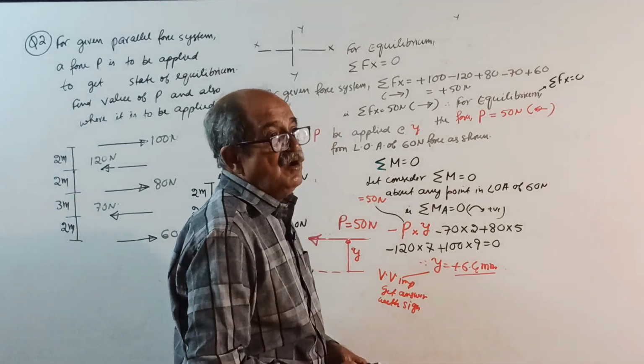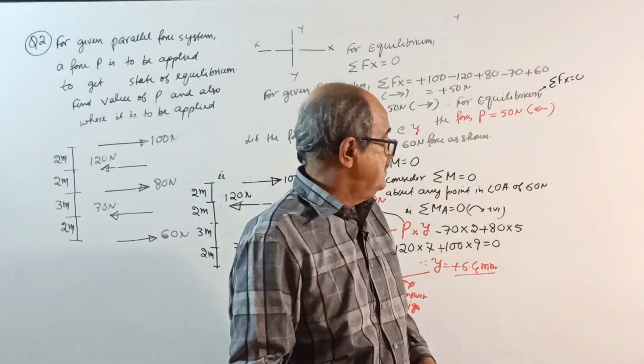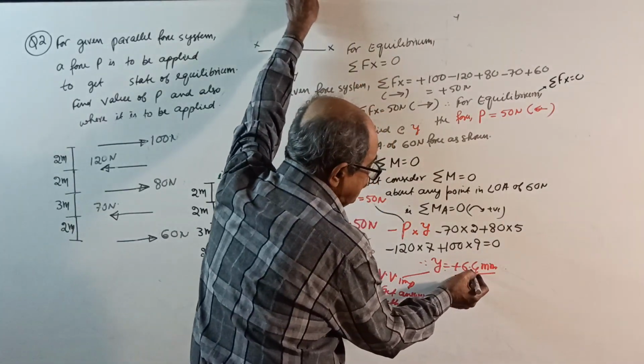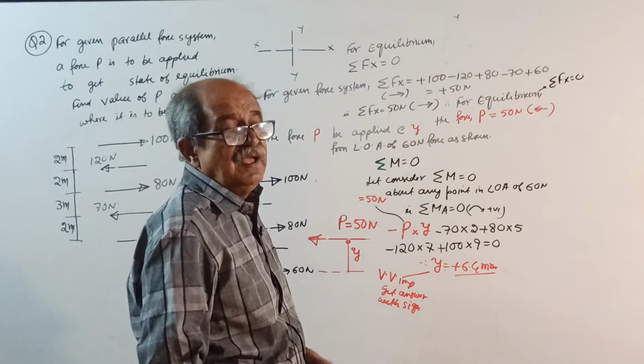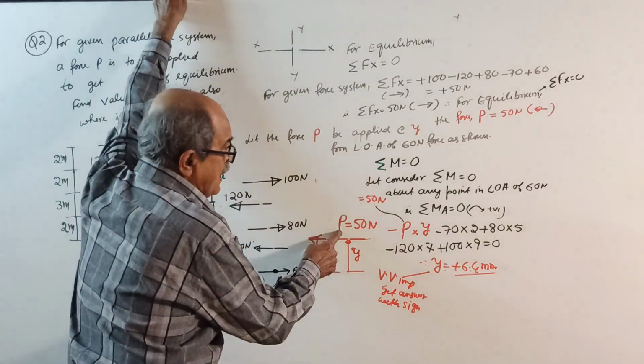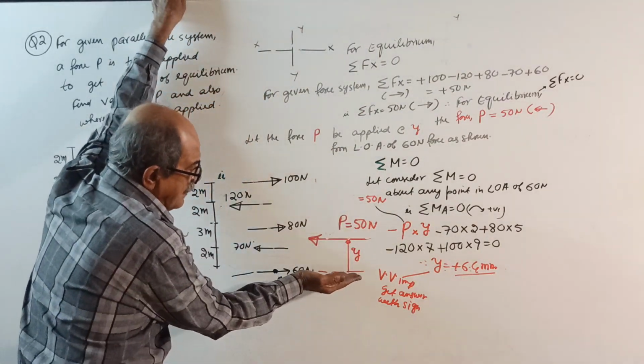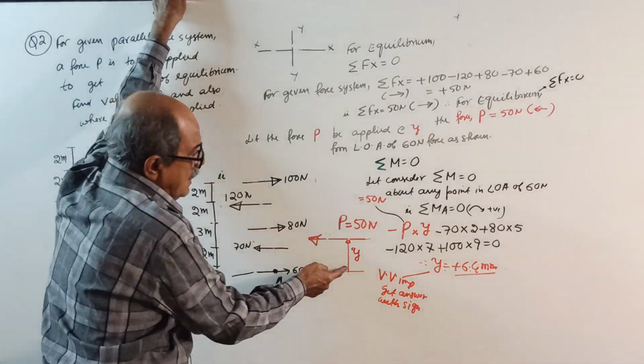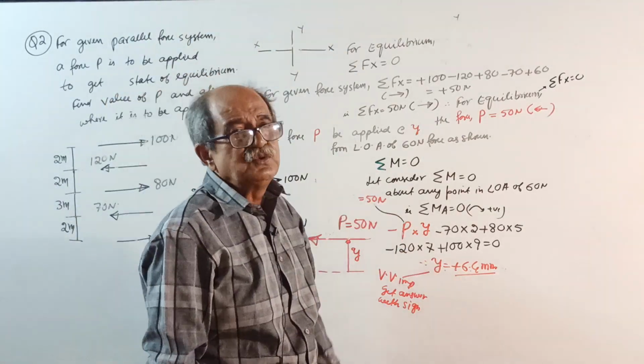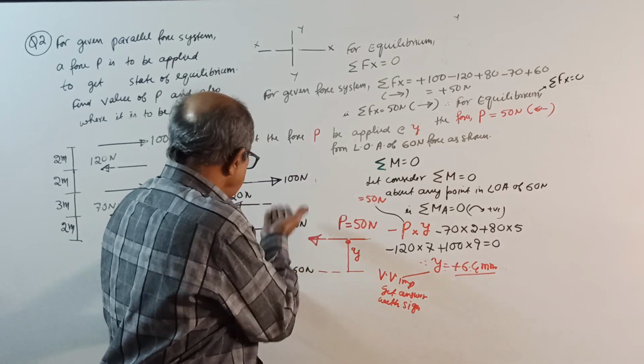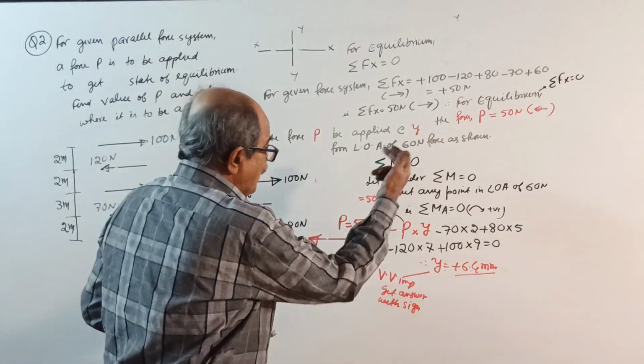Now, I will dictate something in the class. Y came plus 6.4. We assumed the line of action of P to be above the point A by Y. It came plus, so correct. It is really above this point, by 6.4.